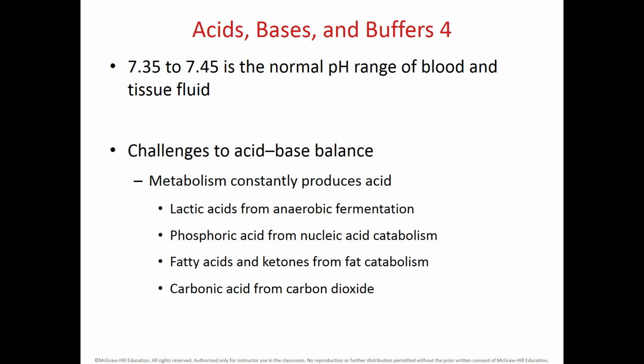Now we can have challenges to maintaining this concentration of hydrogen ions in our body, so we can have challenges to the acid-base balance. When we are using glucose in our body, guys, one of the byproducts of glucose is producing acids. One of the major acids will be lactic acid, and then that will tend to drop the pH or increase the concentration of hydrogen ions.